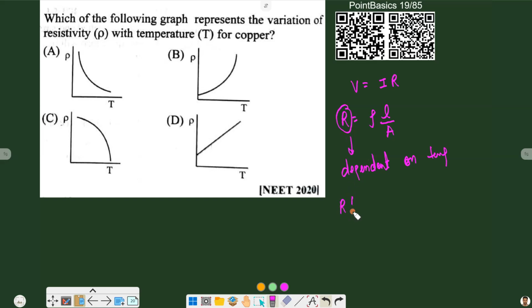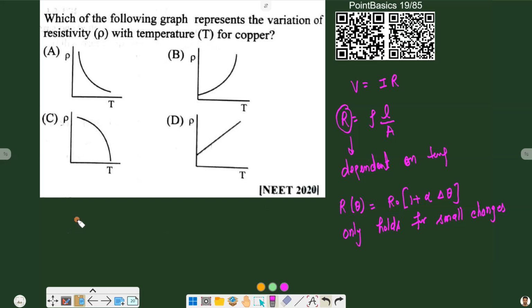And how is it dependent upon temperature? The resistance at some temperature theta is equal to R naught times (1 plus alpha delta theta), where delta theta is the change in temperature. Now this law only holds for small changes. According to this law, the variation of resistance is linear.